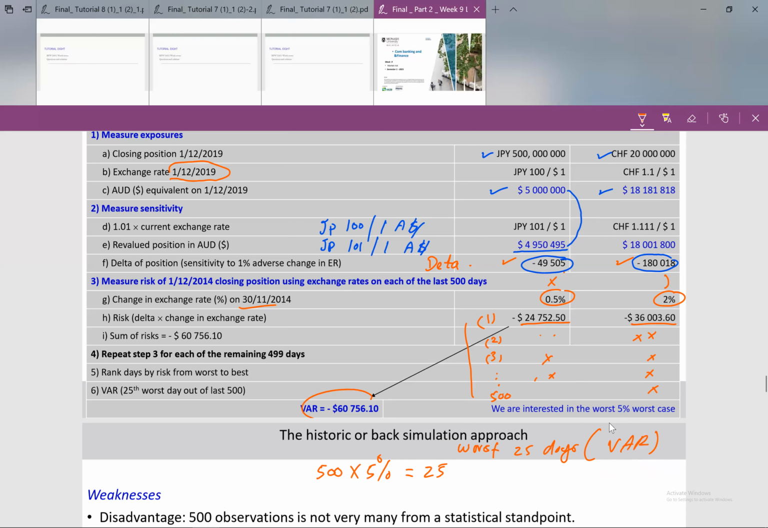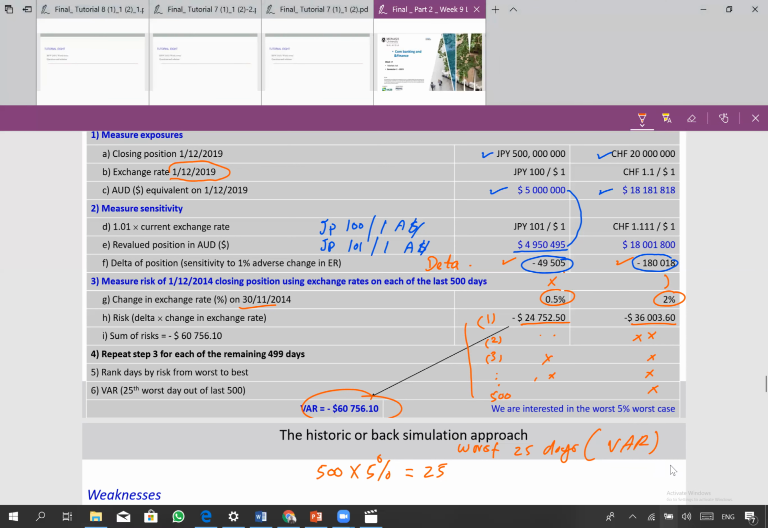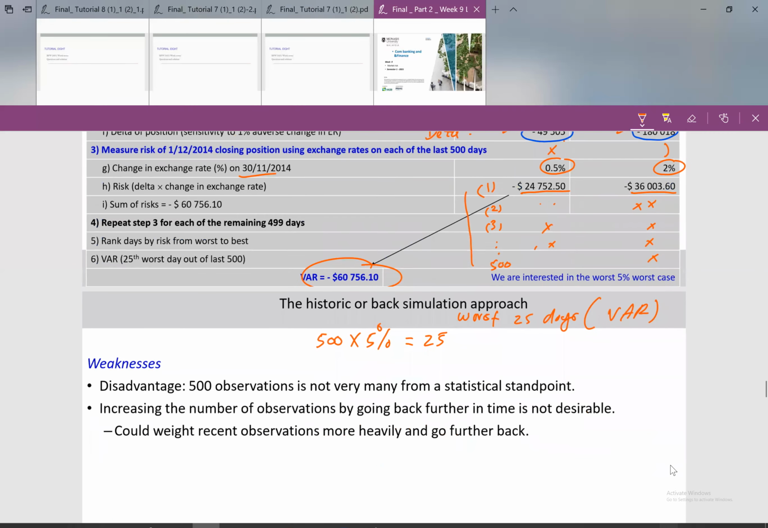What we did here is actually 1 day. Then you will calculate the VAR for second day, third day, fourth day, fifth day, and you continue like this, and then you take the worst 25 days. This is how we do it. So there is a weakness here. We rank days from worst to best, and then we take the worst 25 days out of the 500. This is what I told you. It comes like the last 25 observations.